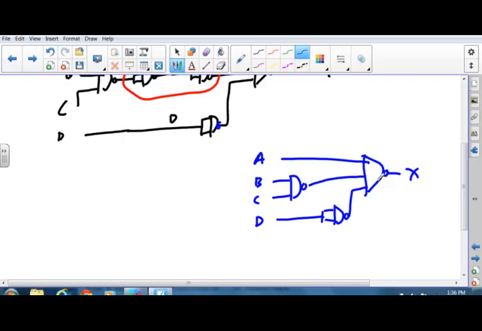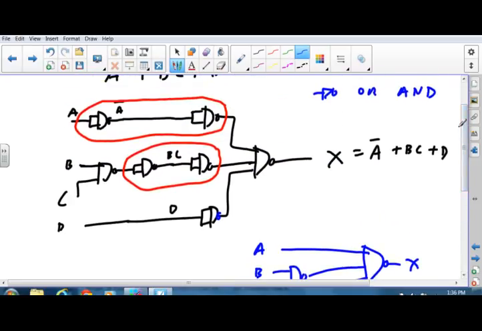So basically, if you have 2 inverters on the same wire, eliminate both of them. Because they counteract one another. Yeah, exactly. They invert back. I can just remove them out.